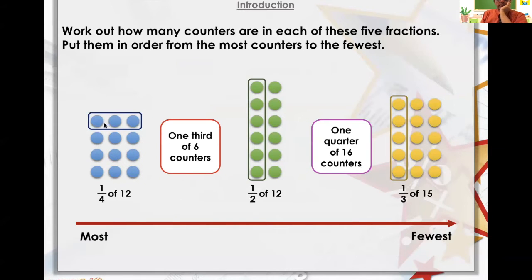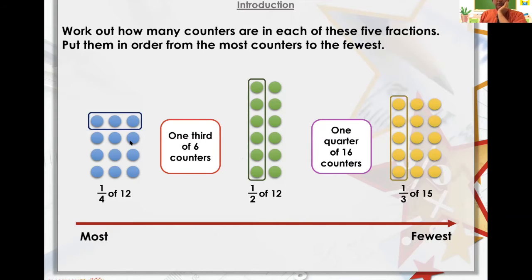So how many are in this one? There are 12 altogether. 1, 2, 3, 4. So that's 3 out of 12. That's the same as 1/4. 1/3 of 6 counters. So that's 2 counters, 2, 4, 6. 1/2 of 12 is 6.